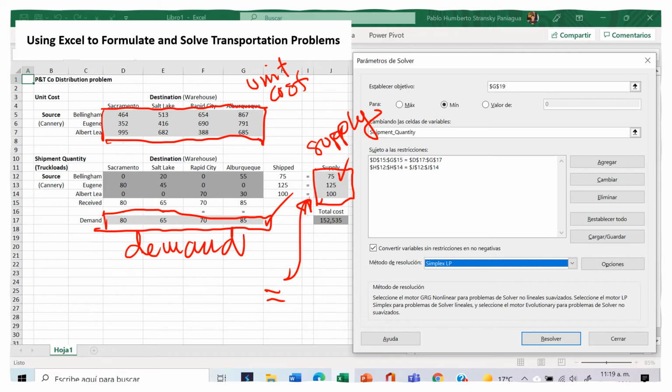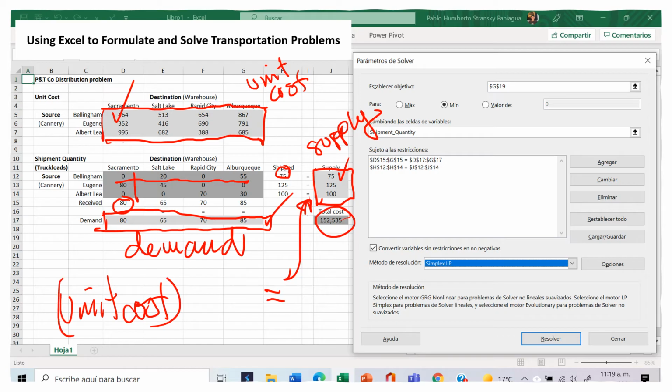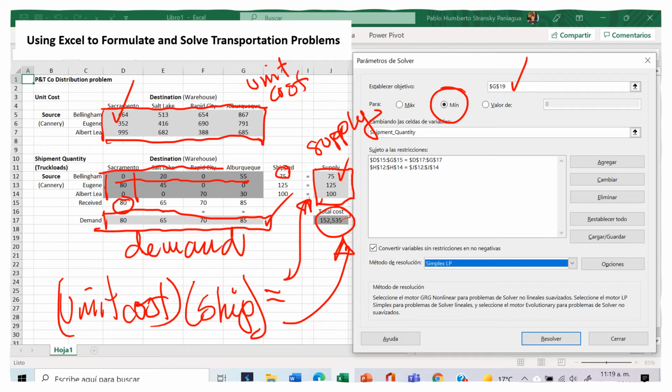Okay? For total shipped, we are adding all the rows, while for received, we're adding the columns. For my total cost, we're going to be multiplying the unit cost times the shipment. That will be my total cost. So here we're going to put the total cost. We're saying that we want to minimize. Our changing cells are going to be this block. At the beginning, they're going to be zeros.